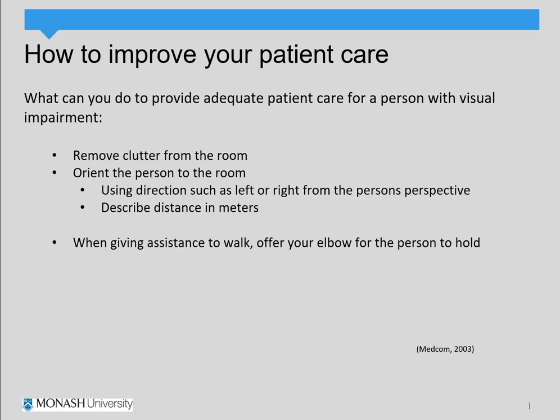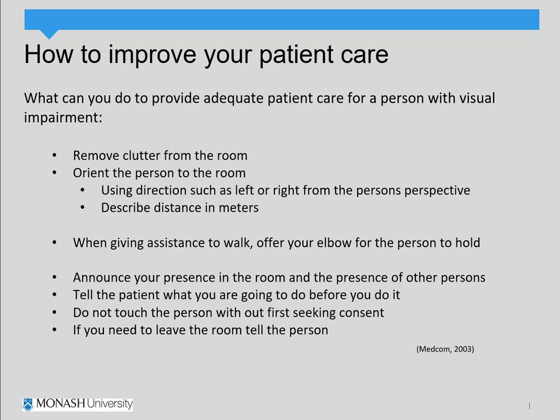When you're giving assistance to someone who has a visual impairment, offer them to hold on to your elbow. Don't hold on to their hand and pull them along. Offer them to grab hold of the inside of your elbow, and you can walk along together at a reasonable pace.